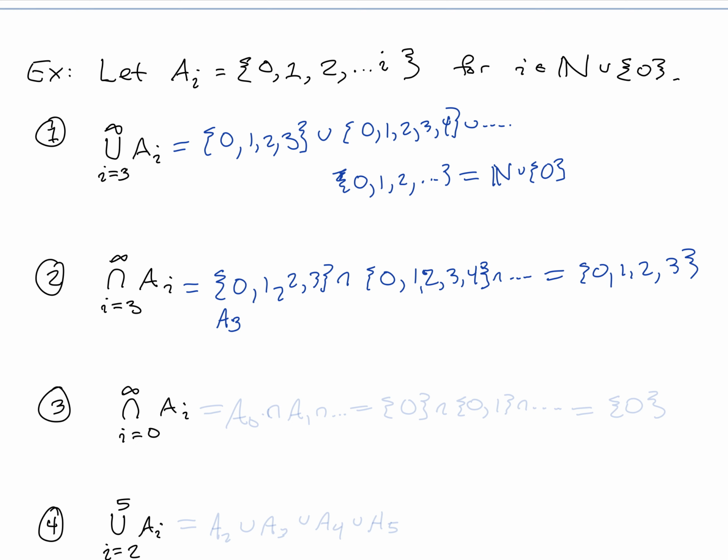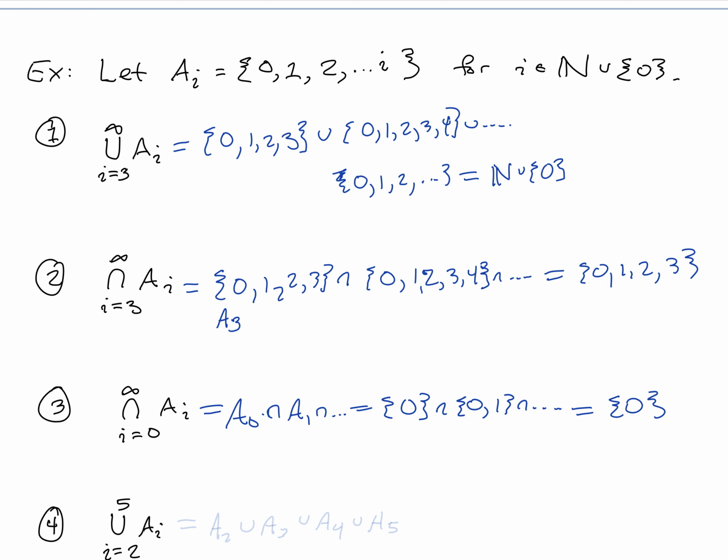What about the intersection from i equals 0 to infinity? So that's A0 intersected with A1 intersected with and so on. A0, all the integers from 0 up to 0, is just 0 itself, intersected with 0, 1, intersected with and so on. That gives us just the set containing the single element 0.